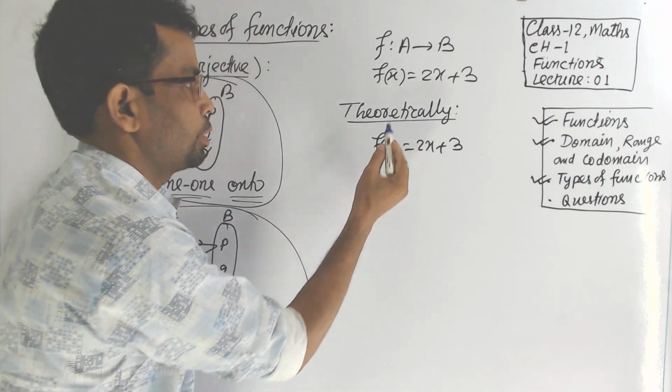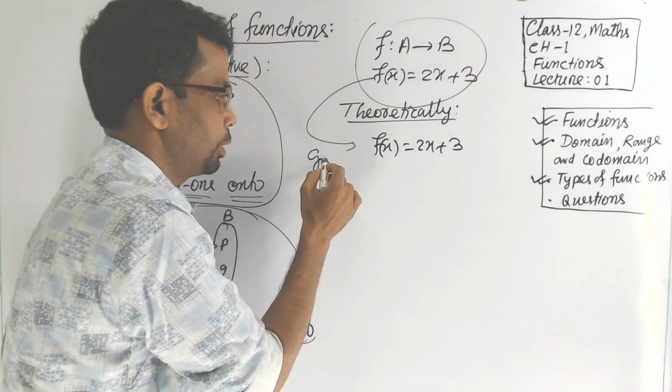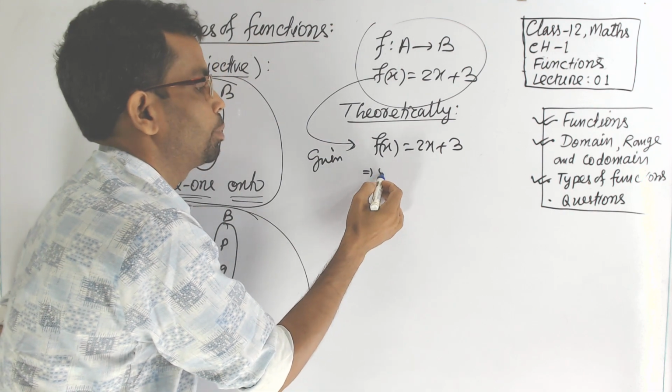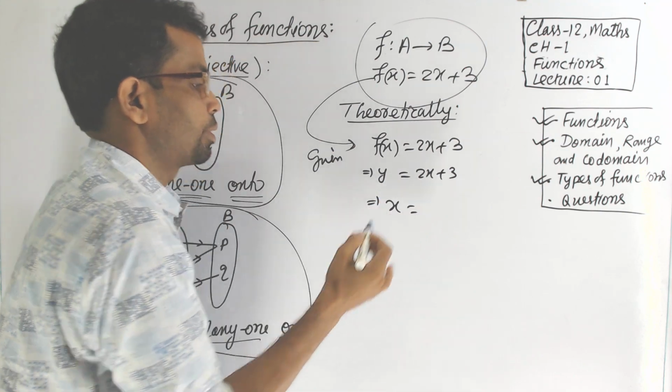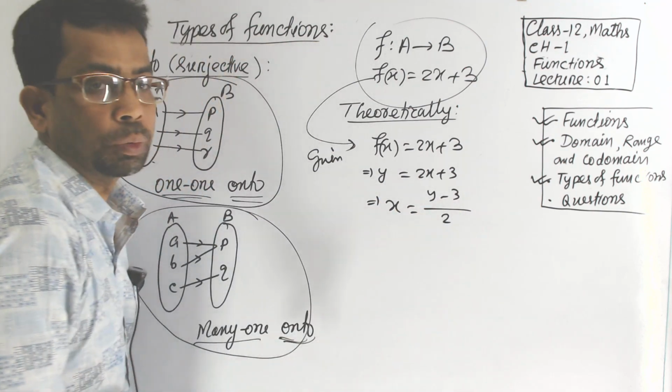The theoretical process is like this. I am taking an example, and f(x) will be given in the question. f(x) is represented by y, so y equals 2x plus 3. We will write x in terms of y, so it will be (y minus 3) by 2.